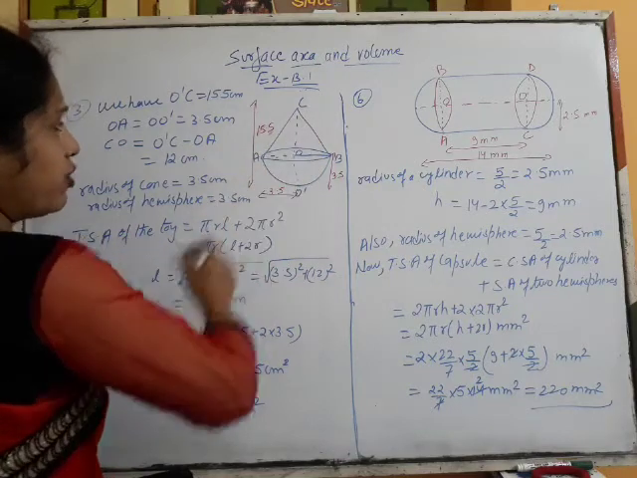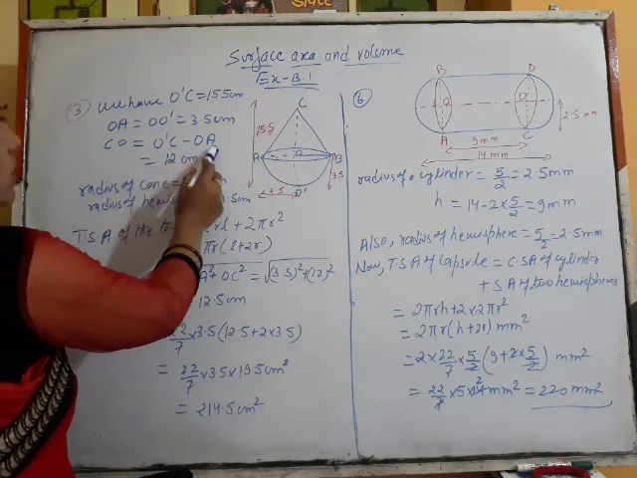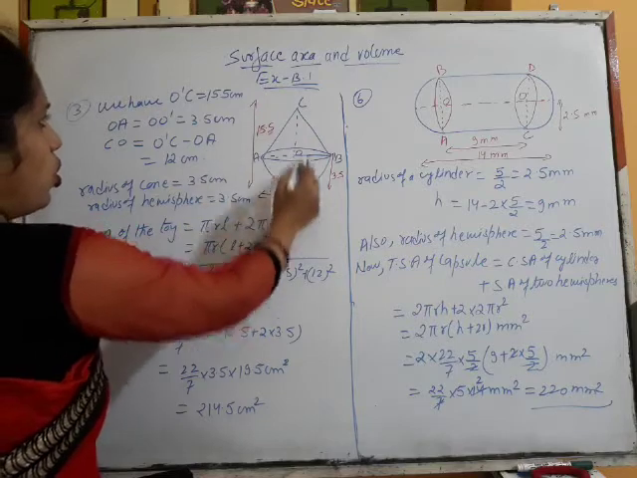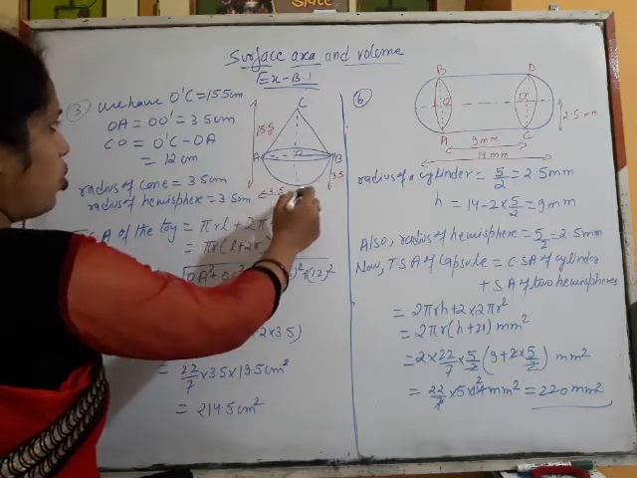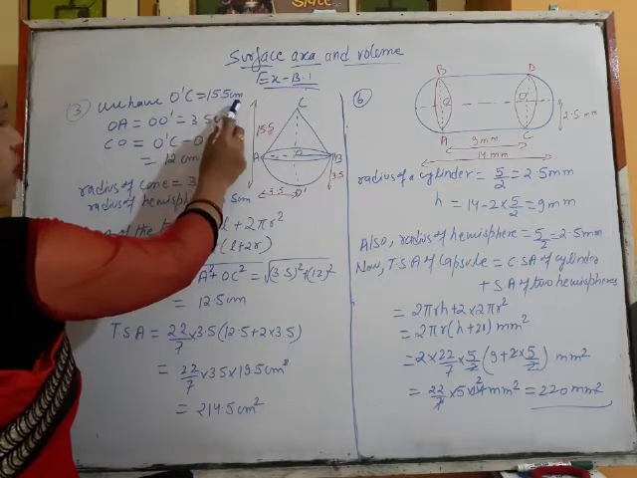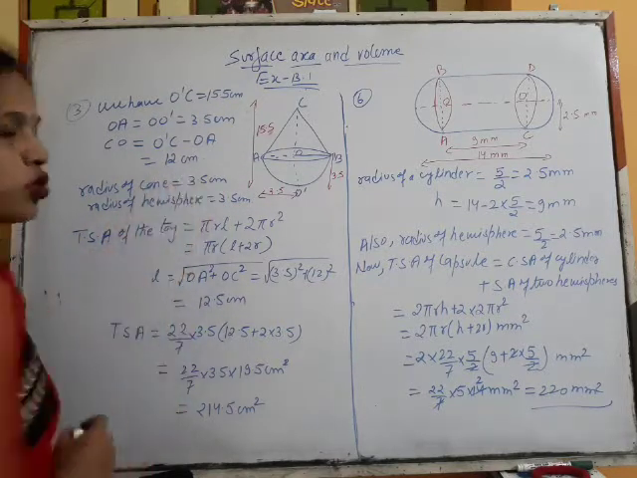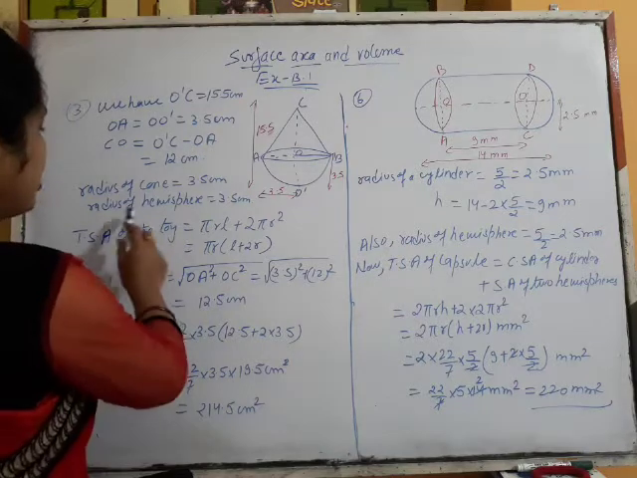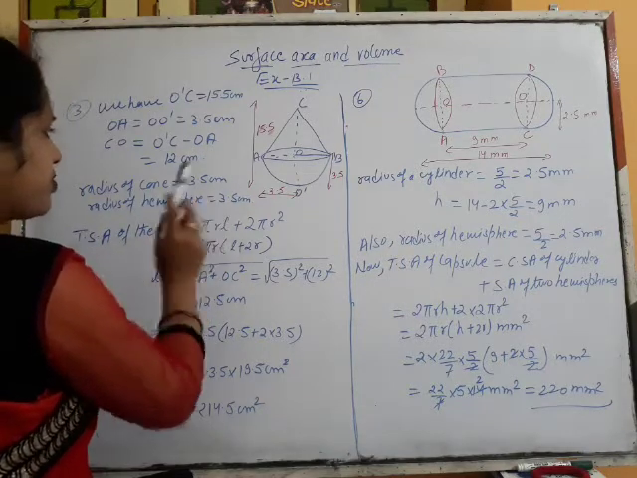CO, that means the height of the cone, is O dash C minus OA, O dash C minus OO dash, and OA is equal to OO dash only. So that is 15.5 minus 3.5, which is 12 centimeter. Okay, now the radius of the cone is this and radius of the hemisphere is also this.